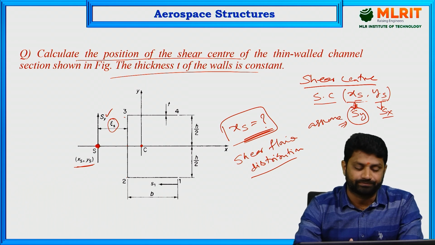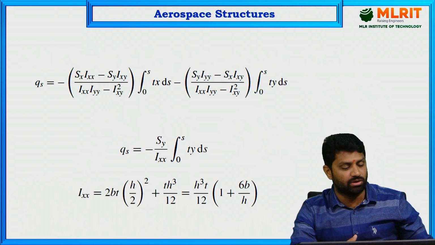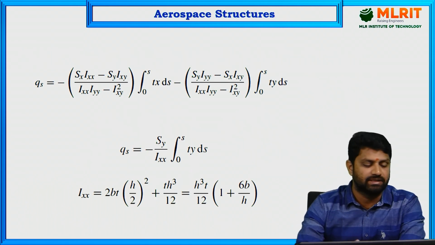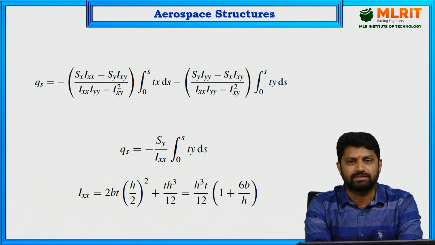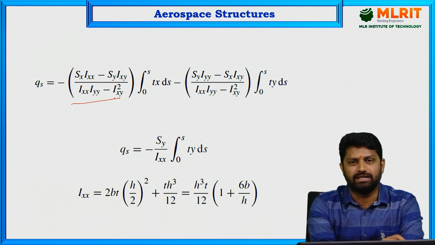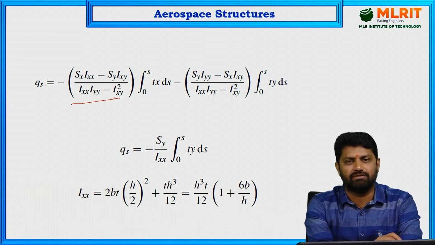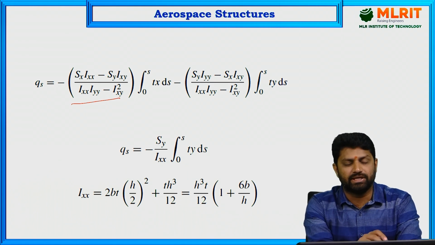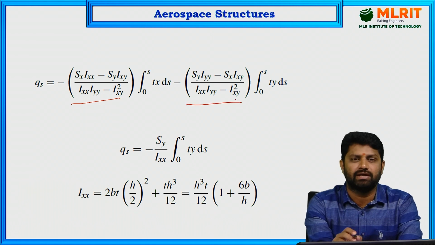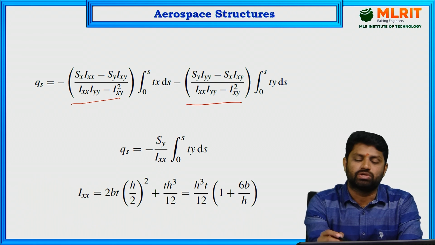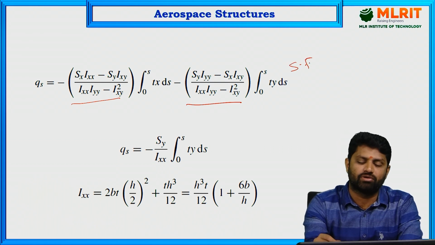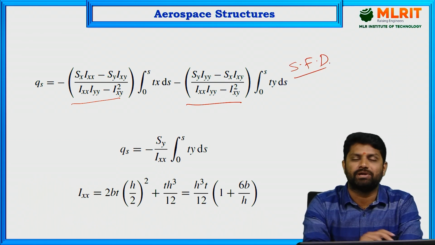Also, if you look at the formula, Qs is equal to minus of (Sx Ixx minus Sy Ixy) divided by (Ixx Iyy minus Ixy squared), integral 0 to s of t x ds, minus (Sy Iyy minus Sx Ixy) divided by (Ixx Iyy minus Ixy squared), integral 0 to s of t y ds. So this is the formula for shear flow distribution for open section beams.